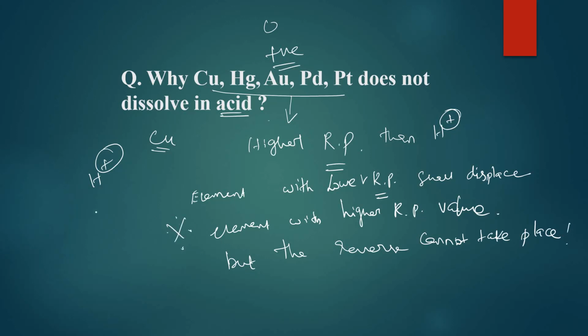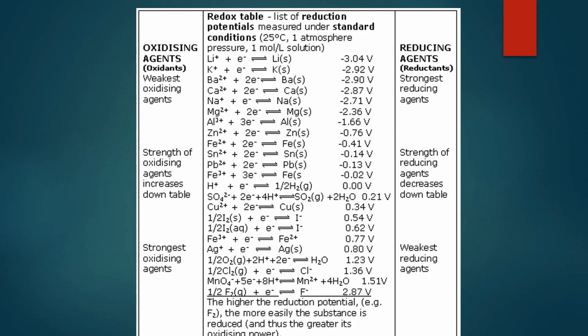Let us make the order here. Let us put lithium here and hydrogen here and copper here and finally fluorine here. So the displacements can take place in such a way that this can displace this, but this cannot displace this. Is it clear? That is why these elements, that is copper, mercury, gold, palladium, platinum and silver too, do not dissolve in acid. Right. This is the electrochemical series.